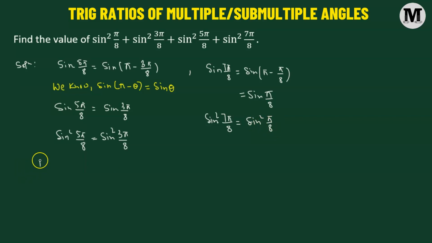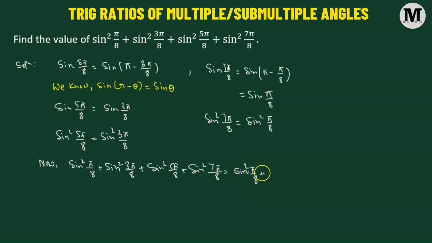Okay, let us begin. Now, we'll start with the given trigonometric expression. We have sine squared pi over 8 added to sine squared 3 pi over 8 added to sine squared 5 pi over 8 plus sine squared 7 pi over 8. So here the first term is going to remain the same. So we have sine squared pi over 8. Then the second term is also going to remain unchanged. We have sine squared 3 pi over 8.